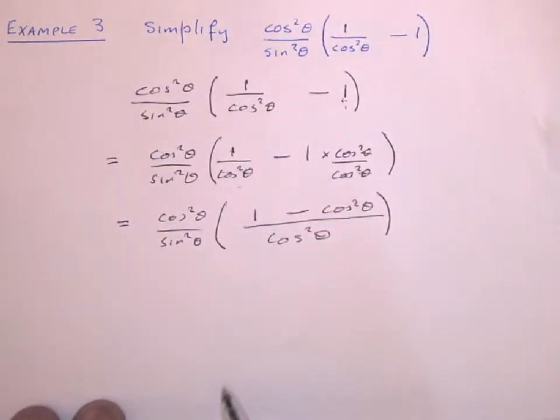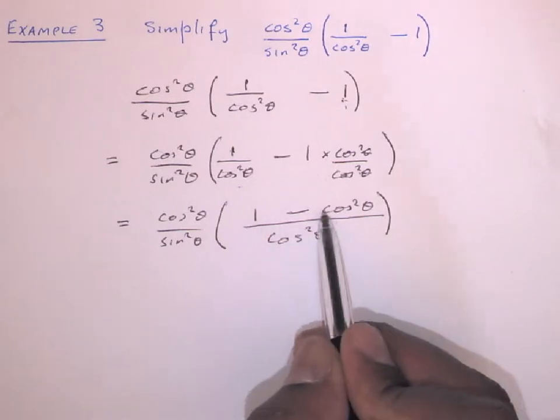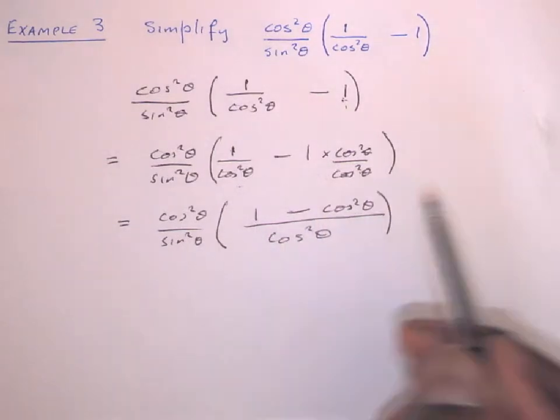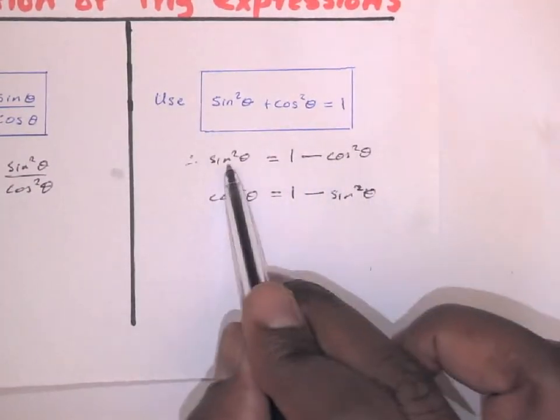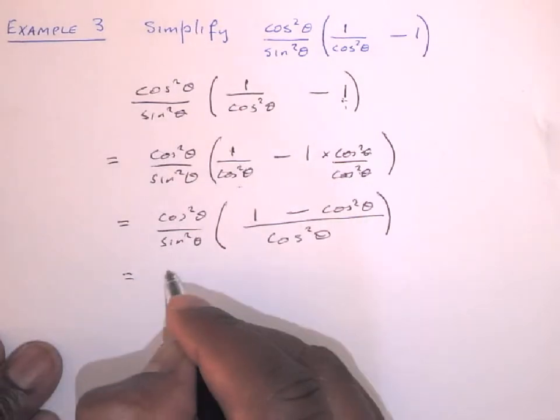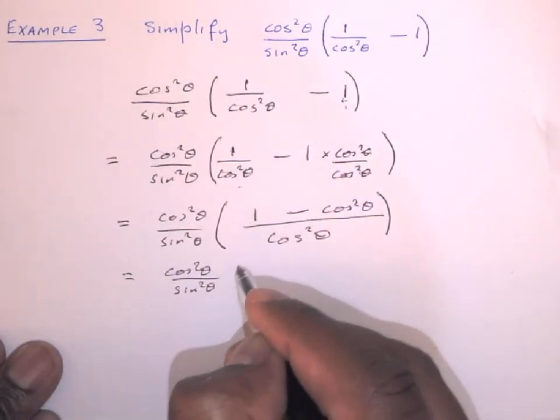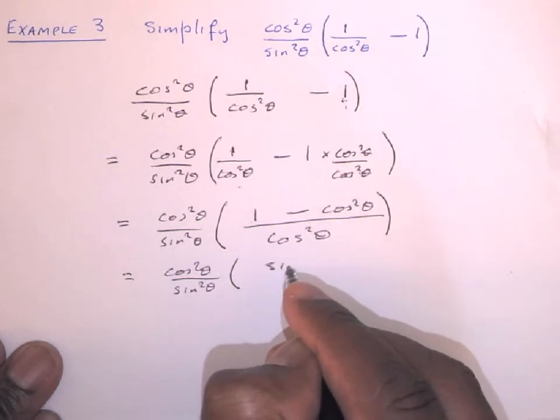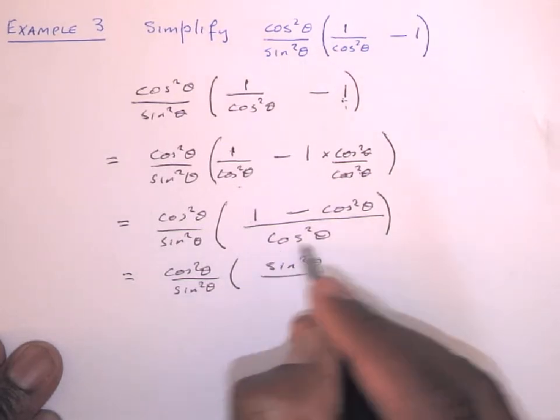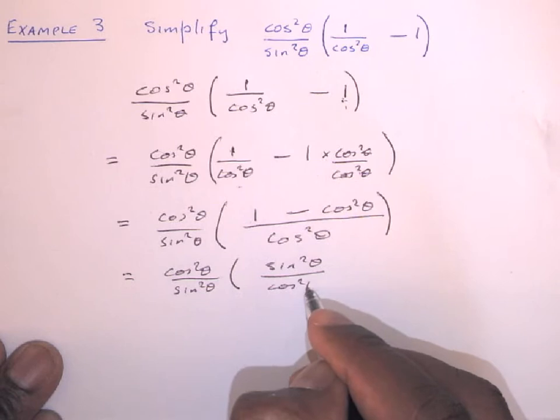Then close the bracket. Now that is a familiar thing on top there. It's 1 minus cos squared theta, and 1 minus cos squared theta is sine squared theta. So this becomes cos squared theta over sine squared theta. Then there is sine squared theta over the denominator, which is cos squared theta.